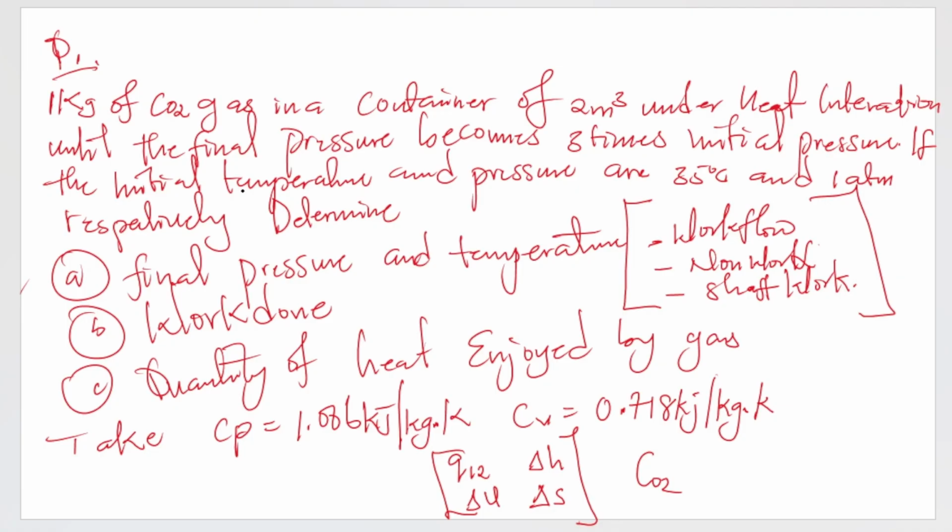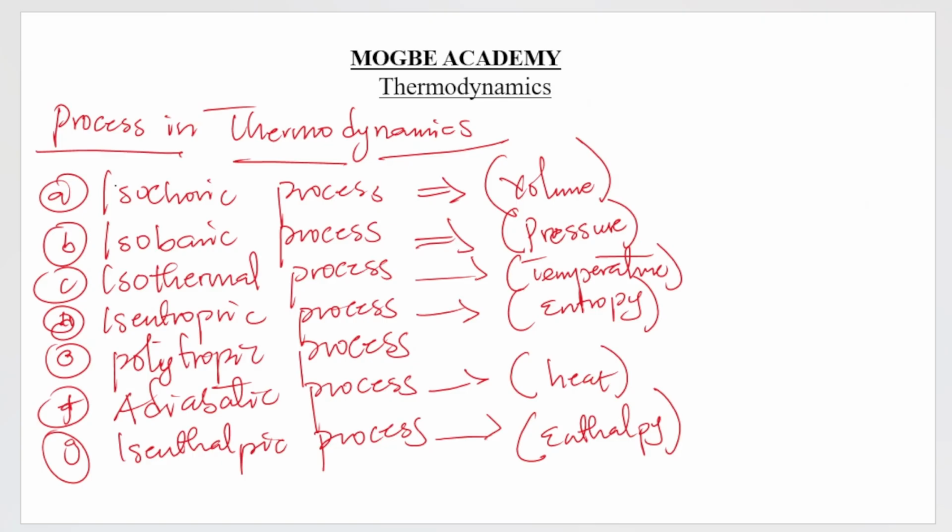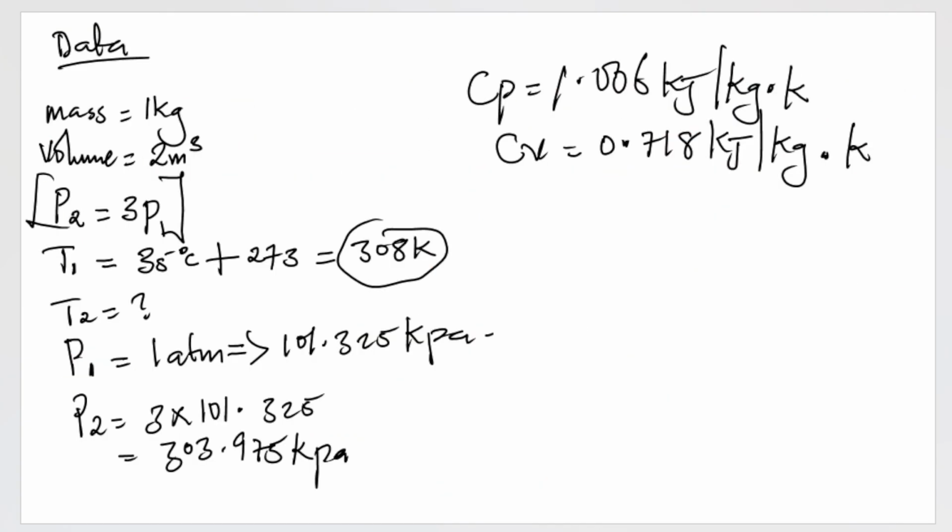So since we have the volume to be constant, which is 2 meter cube, this process is called your isochoric process. Why is it called isochoric process? It is called isochoric process because volume is constant. So you can come down to your given data and tell your examiner that the process we have here is called your isochoric process. Are we together?